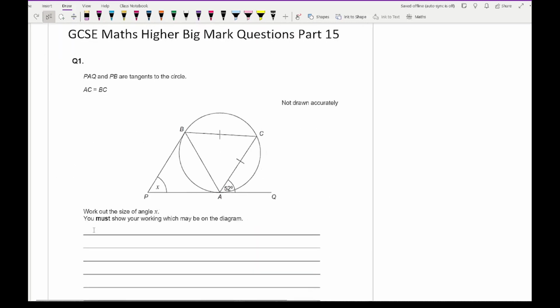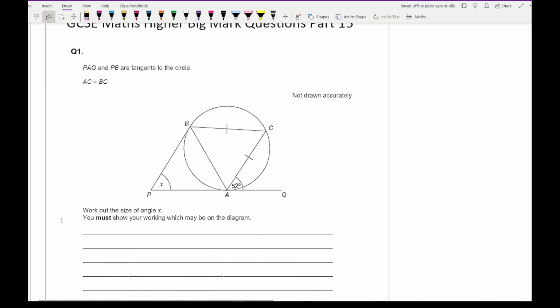So question 1, if I just zoom in there, says PAQ and PB are tangents to the circle where AC is equal to BC. And it says to work out the size of angle X, you must show your working, which may be on the diagram, which is always very helpful. So looking at this, as we know that PQ is a tangent, then we can use the alternate segment theorem to know that this angle here is going to be 52. Now we don't need to give any reasons or any supporting background for this, so that should be fine, but I'm just going to write AST for the alternate segment theorem.